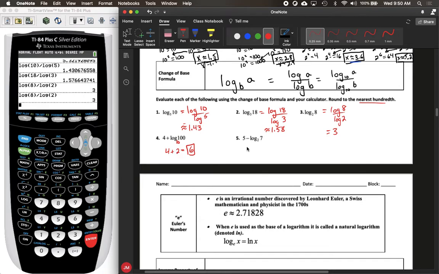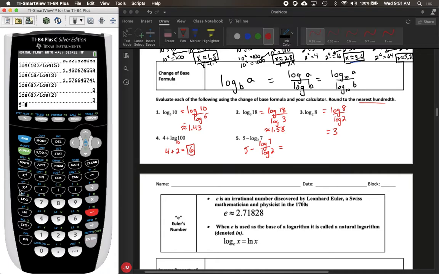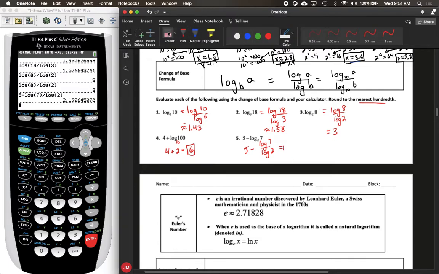For the last one, 5 minus log base 2 of 7. Here we're going to probably have to use a calculator because 2 to what power is 7 is not going to be a whole number. So that's going to be 5 minus, and then use your change of base formula. So 5 minus log of 7 divided by log of 2. And so what that's going to be is approximately 2.19 when we round that to the nearest hundredths place.